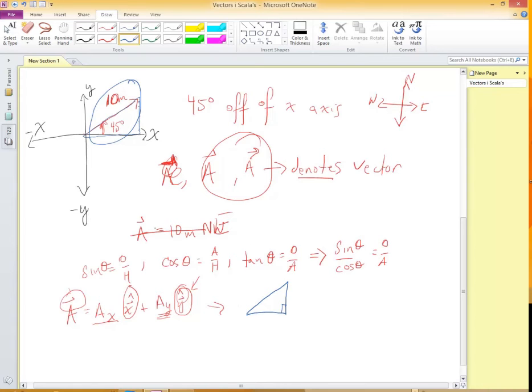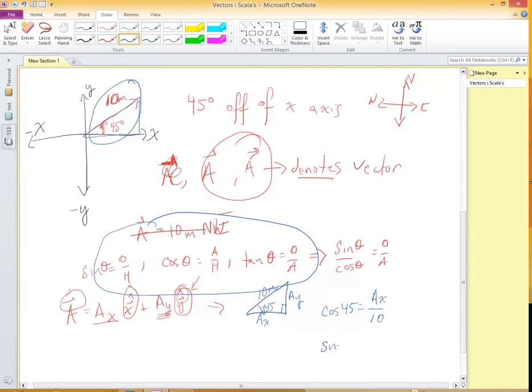The rules are right here: the sine, cosine, and tangent. So the longest part, the hypotenuse, is 10 meters, whereas this is the x component, and this is the y component. And this is 45. So we know that cosine of 45 deals with the adjacent side. So ax is the adjacent side, ax over the hypotenuse, which is 10.